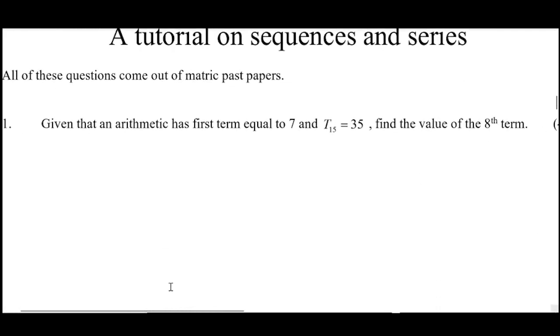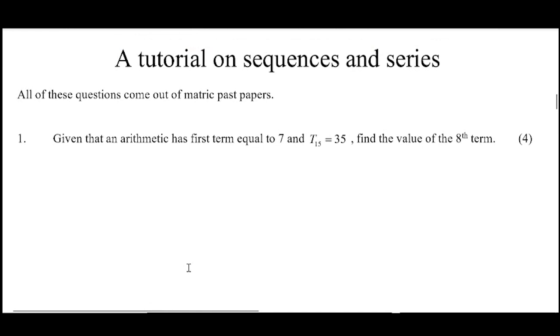All of these questions actually come out of matric past papers. So let's dive straight into this first one. It's asking us to find the 8th term of a sequence about which we know this and this. We also know that it's an arithmetic sequence. So the first thing I'd be asking myself here is, right, it's arithmetic, and am I talking about terms or sums? I'm talking about terms. This is the formula for the nth term of an arithmetic sequence, and this is the formula that I'm going to need to use here.